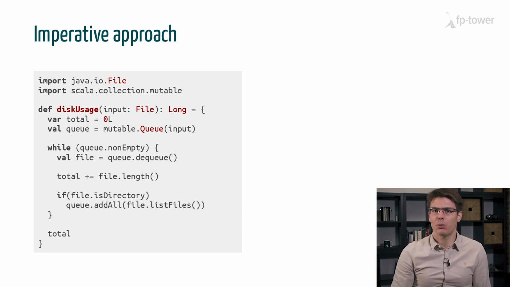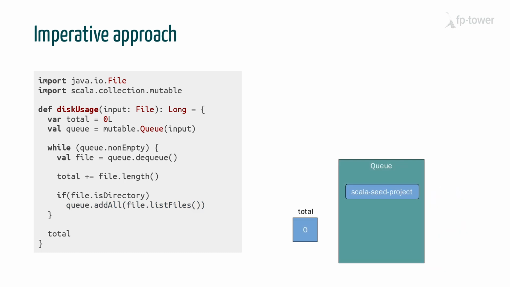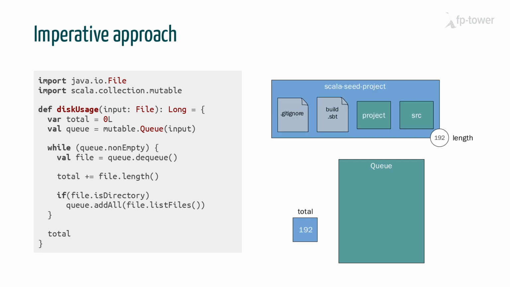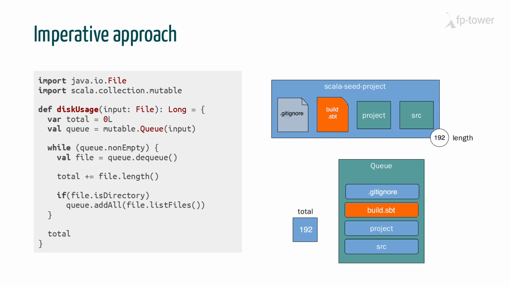Let's visualize how this works. The queue starts with one file, scala-seed-project, and total equal to 0. Then we remove the first item from the queue and add its length, 192, to total. And then we check if it's a directory. It is. So we add all its children, .gitignore, build.sbt, project, and src to the queue.